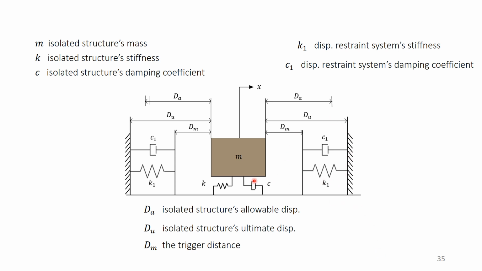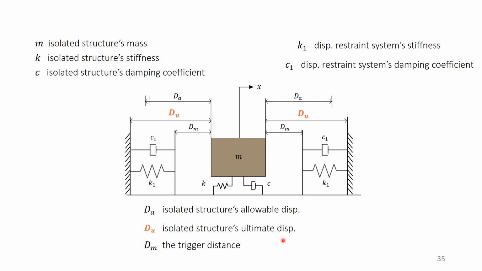For the original isolated structure, it has its mass M, its structure stiffness K, and its damping coefficient. And K1 and C1 are the displacement restraint system's stiffness and damping coefficient. And there are also some important design parameters. The first one is dA, which is the isolated structure's allowable displacement. And the second is du, the isolated structure's ultimate displacement.